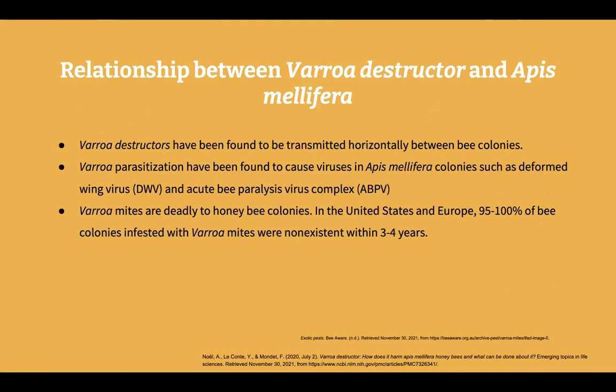So, when discussing the relationship between the Varroa destructor and the Apis mellifera, varroa destructors have been found to be transmitted horizontally between bee colonies. Varroa parasitization has been found to cause viruses in Apis mellifera colonies, such as deformed wing virus and acute bee paralysis virus complex. Varroa mites are extremely deadly to honeybee colonies. In the United States and Europe, 95 to 100% of bee colonies infested with these varroa mites were non-existent within 3 to 4 years.